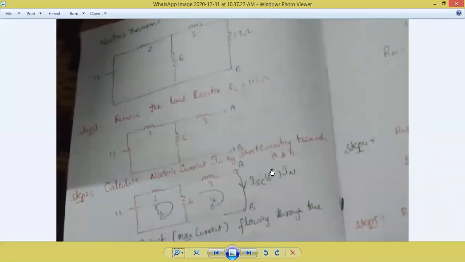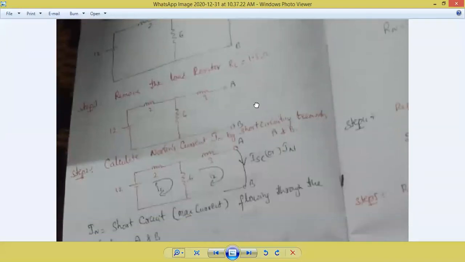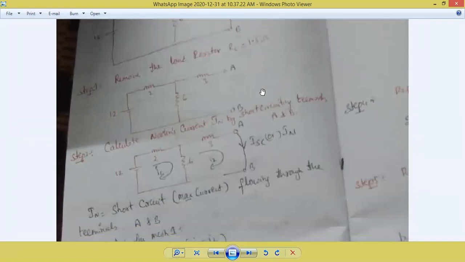Is it clear, all of you? So what is the Norton's theorem? It is also similar to Thevenin's, but in Thevenin's what we do? Open circuit voltage, Thevenin's voltage. But in Norton's, what we are going to do? Short circuit current flowing through the terminals A and B. So remove the load resistor and short circuit the terminals A and B. The current flowing through the short circuited terminals is called the Norton's current. So you are going to use the mesh.